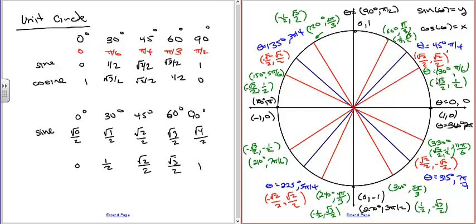So in the first quadrant, they're both positive. In the second quadrant, the x coordinate is negative and the y coordinate is positive. In the third quadrant, they're both negative, and in the fourth quadrant, x is positive and y is negative.